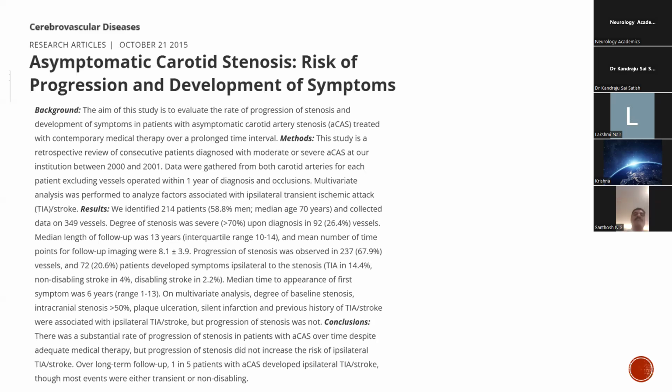So now coming to the symptomatic carotid stenosis, risk progression and development of symptoms study. This study identified 214 patients and collected data from 249 vessels. The degree of stenosis was severe, that is more than 70%, upon diagnosis in 92 vessels. The median length of follow-up was 13 years. They found that there was a substantial rate of progression of stenosis in patients with asymptomatic carotid artery stenosis over time, despite adequate medical therapy, but progression of stenosis did not increase the risk of ipsilateral TIA or stroke.